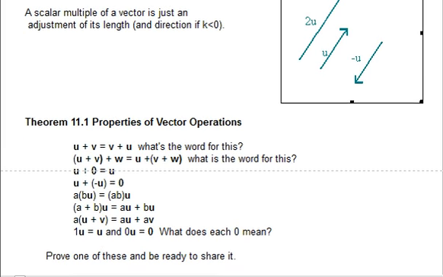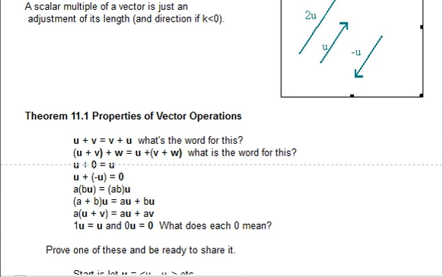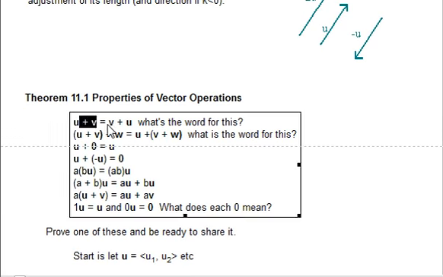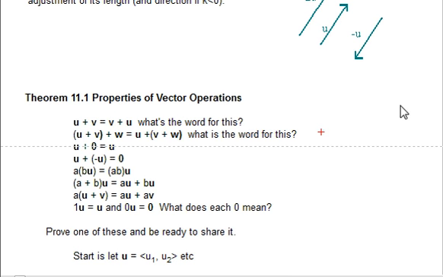So here are some properties of vector operations. Call this Theorem 11.1. u plus v equals v plus u, and the fancy word for this, if you don't know it, maybe you can fill it in: vector addition starts with a C, commutative. Vector u plus v, then added to vector w, is the same as vector u plus the sum of v and w, and the word for that is associative.